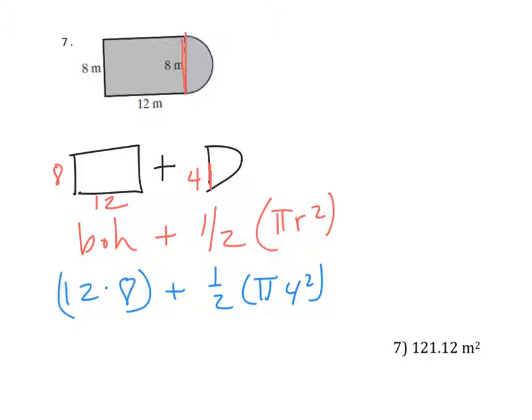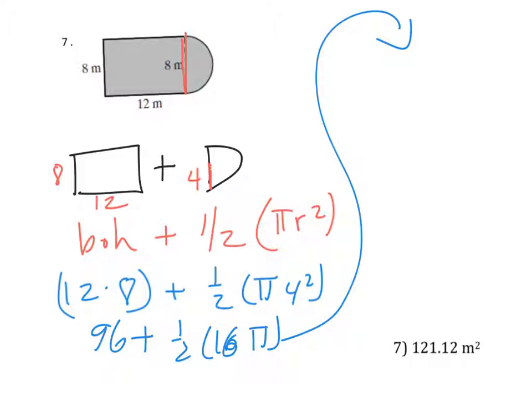12 times 8 then is 96 plus half of 16 pi, right, because 4 times 4 is 16. I'm going to move that up here to finish up. So I've got 96 plus half of 16 is 8, so 8 pi. Now if I said leave in terms of pi, you would literally stop here and label it meters squared. And I'm going to do that at some point. Again, I encourage you to leave that pi for a little bit, so in case you mess up and keep going, but I required the pi, you'd have the right answer.